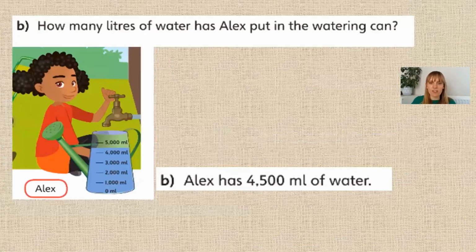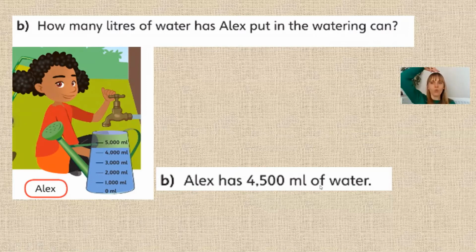Now Alex in the garden has been putting some water into the watering can. The question says, how many litres of water has Alex put into the watering can, and it says as a fact Alex has 4,500 millilitres of water. Oh, I think my siren on my detective hat's going off because I can see the question is saying litres, but the fact that I'm getting is in millilitres. So I've got to do some converting here, haven't I?